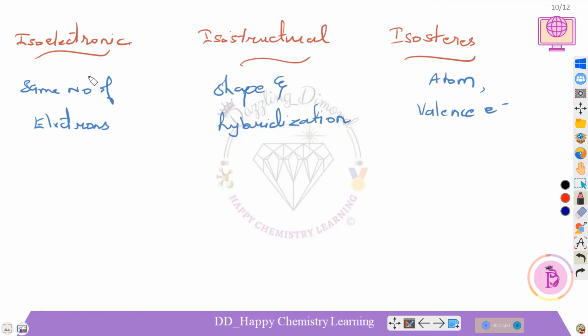To summarize, isoelectronic species have the same number of electrons, isostructural species have the same shape and hybridization, and isosteres have the same number of atoms and valence electrons. Okay, I hope you are all clear with the concept and you will be able to solve questions relating to it. I will also solve some questions relating to it, and I will also be posting some questions for you to solve.